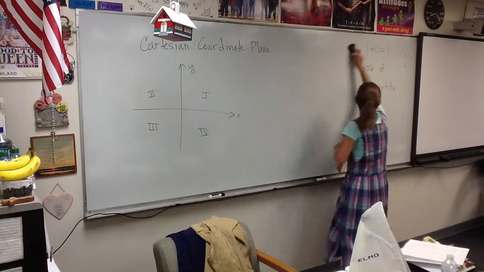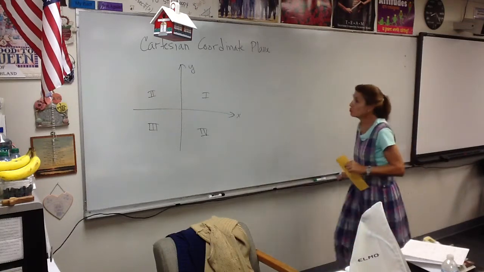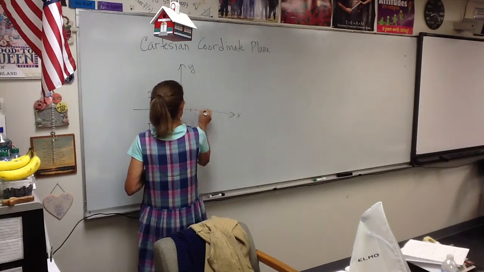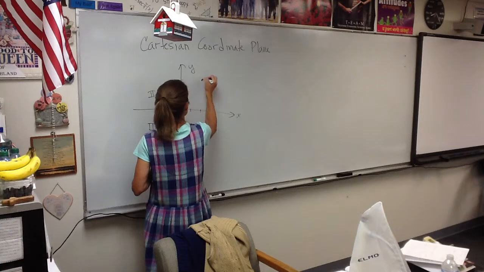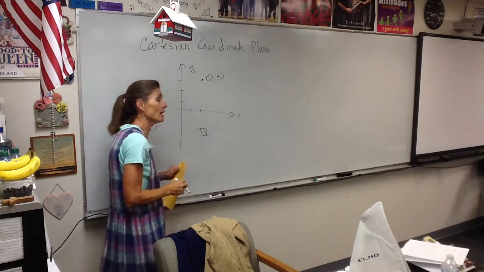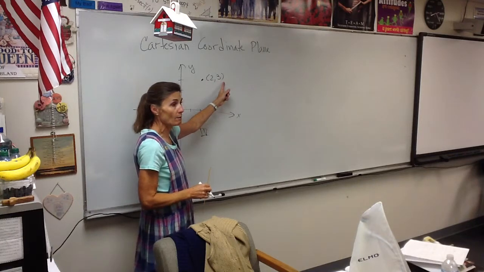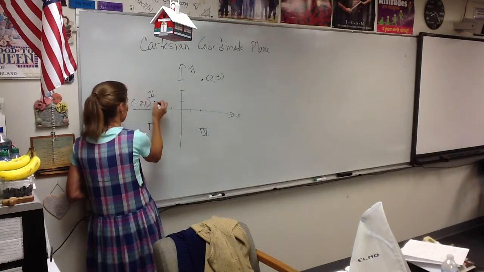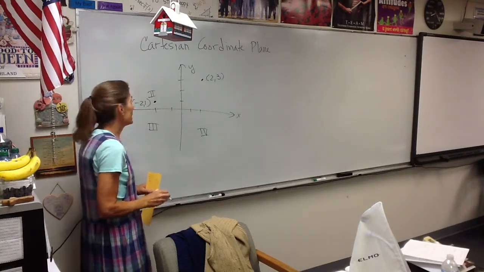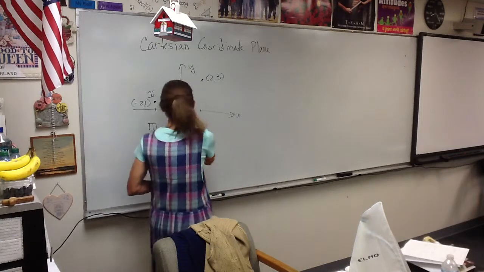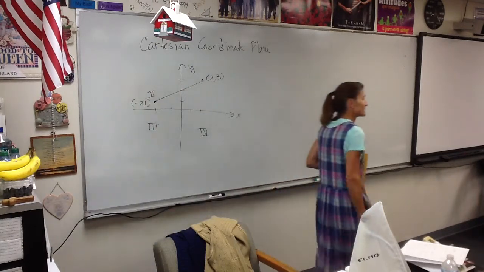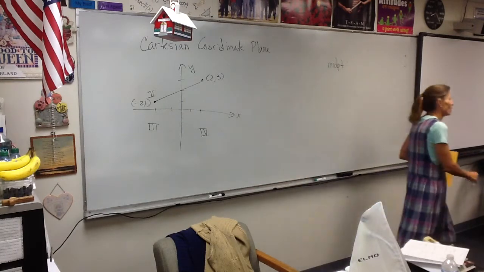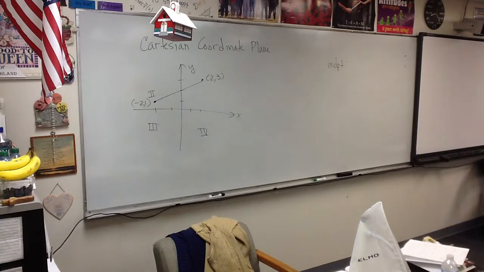What if I named 2 points in the plane? Let's say the point (2, 3). And remember, whenever I identify a point, it's x, y, right? And then let's say another one, how about (-2, 1)? And I said to you, what is the midpoint of the segment joining those 2 points? What would the midpoint be? Do you remember how to find the midpoint?